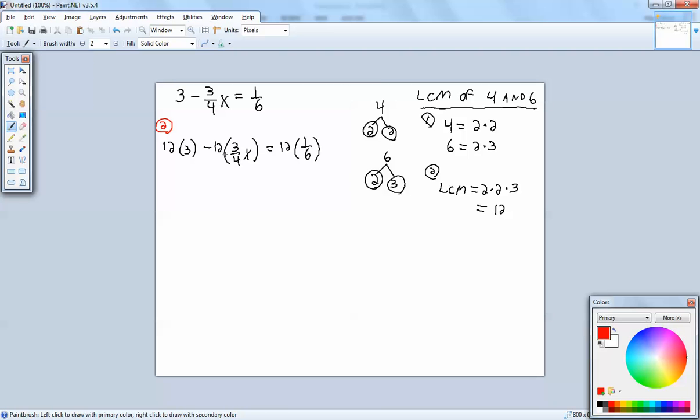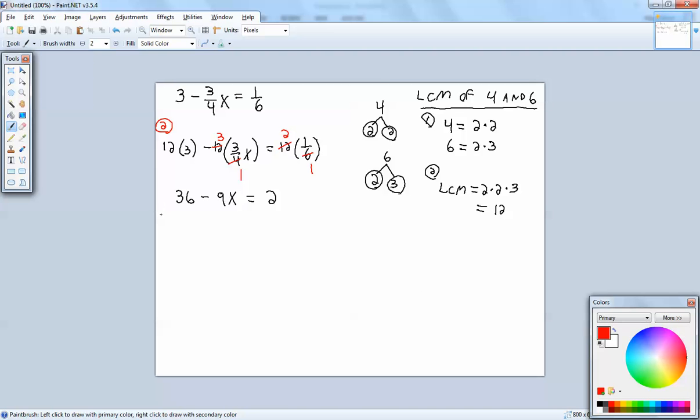Now 12 and 4 are both divisible by 4. 4 divided by 4 is 1. 12 divided by 4 is 3. 6 and 12 both divisible by 6. 6 divided by 6 is 1. 12 divided by 6 is 2. If all of your denominators have disappeared and you're left with 1's at this point, that means you picked the right LCM, or at least picked a common multiple. 12 times 3 is 36, minus 3 times 3 is 9x equals 2 times 1, which is 2.